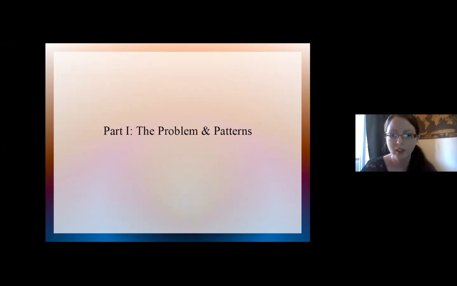Okay. There we go. So I've split this talk up into 3 parts. The first, we're going to look at a problem that was introduced and look at some patterns that will help us in solving the problem. Then we're going to generate a formula that will help us to do that. In the third part, we'll come back and re-examine the problem.